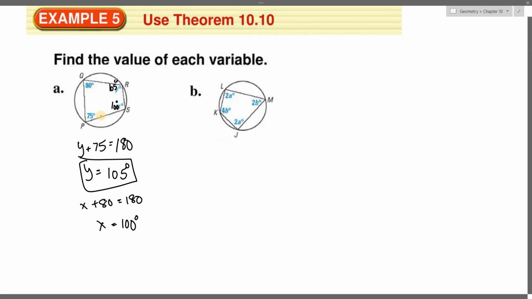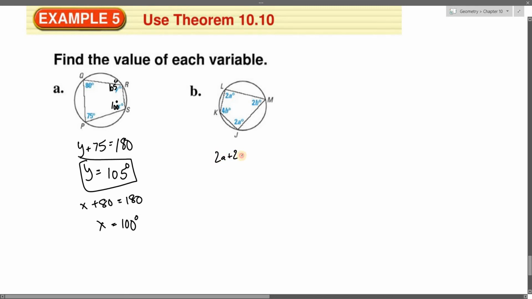All right, let's look at letter B. Letter B has kind of like a kite going on in there, but it says that the two opposite angles, so these two and these two, are opposites. Okay, well, opposite angles inside of an inscribed quadrilateral are supplementary, so they have to add up to 180. So we'll just start with the easy one here.